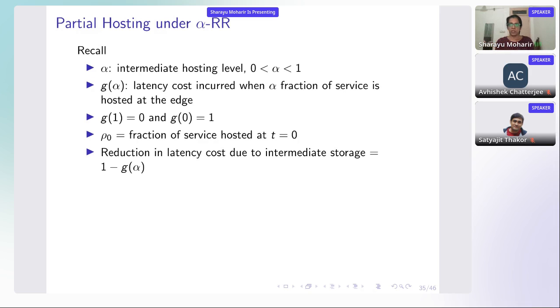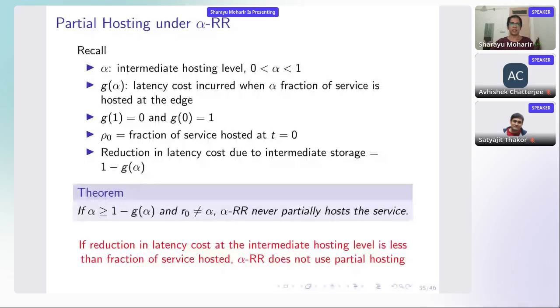Our first result focuses on how alpha RR exploits partial hosting. Recall that we consider the setting where three hosting levels are possible: no hosting, complete hosting, and hosting alpha fraction of service. G(alpha) is the latency cost at the intermediate level, and the latency cost at full hosting is 0, and the latency cost at no hosting is 1, respectively. One quantity of relevance for this result is the reduction in the latency cost due to partial hosting. For our setting, 1 minus G(alpha) is this quantity, since by hosting alpha fraction of the service, latency cost reduces from 1 to G(alpha).